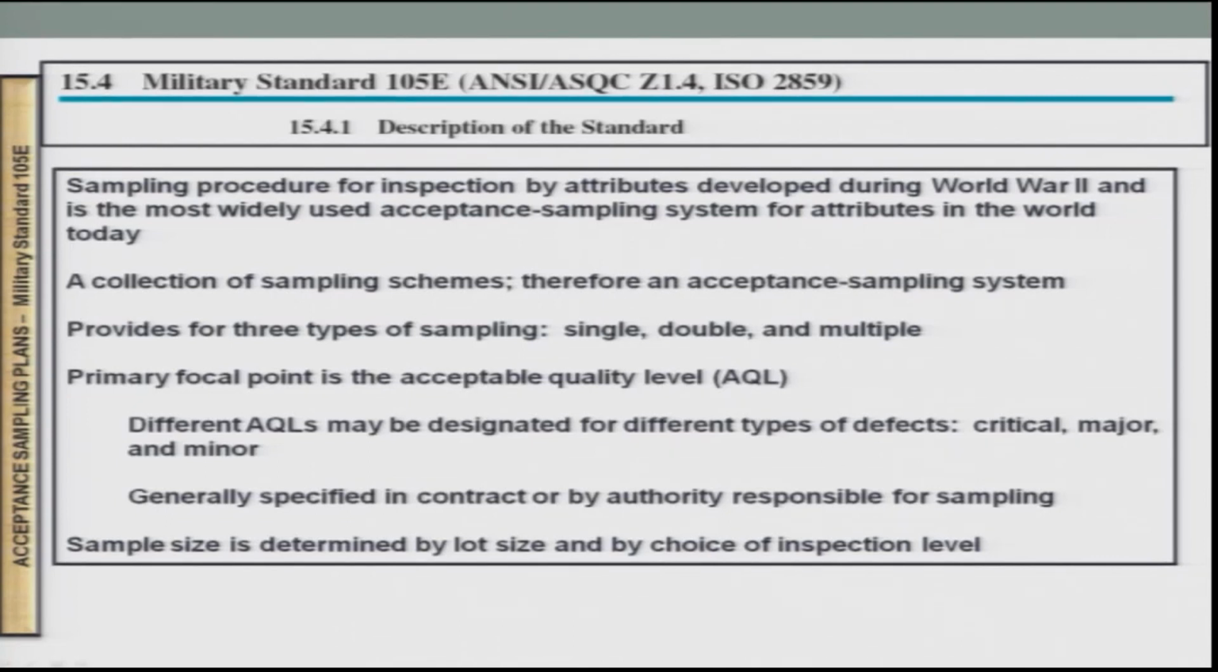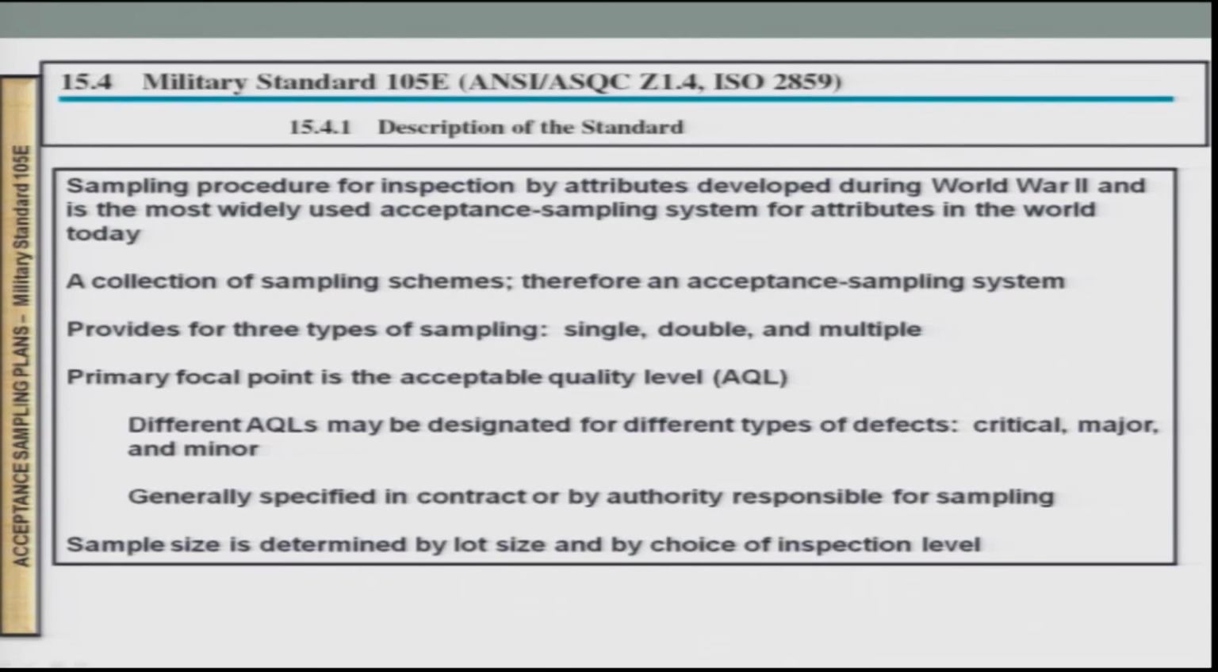So based on how sampling could be done, how rejections could be done, how acceptance could be done in World War II, they have been taken for the industrial purposes only, that means for manufacturing concepts, not for the service sectors. So a collection of sampling schemes have been described in detail, therefore an acceptance sampling system has been proposed. It provides for three types of sampling: either you can take single, you can take double, or you can take multiple. Multiple obviously would come in collectively under the sequential sampling plan.